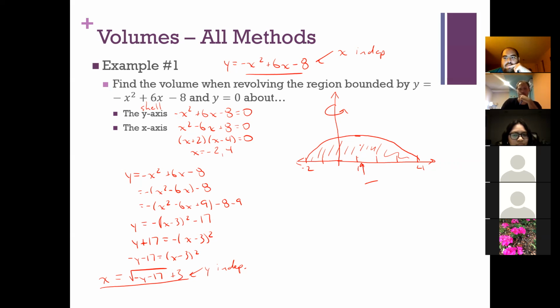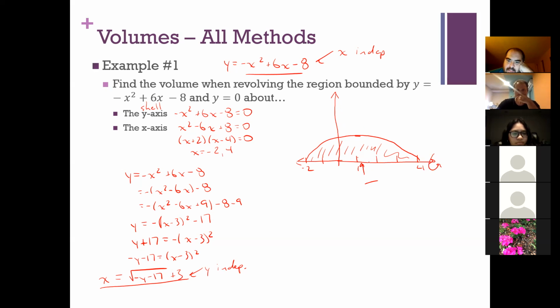Would both be equally good because we have those two equations? Let's think about it. So let's try to use y as our independent variable, which is not going to work for the shell method. So let's go back to the disk method.